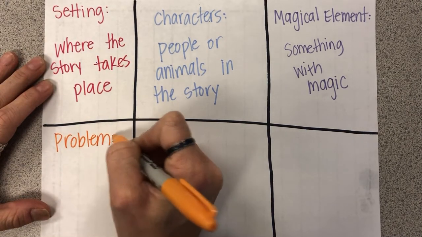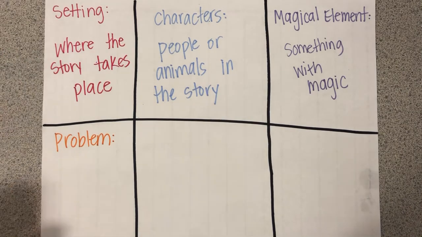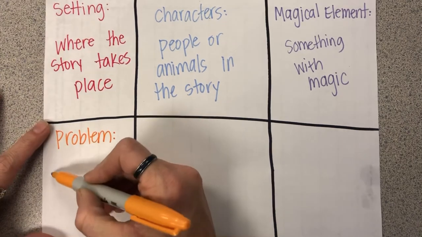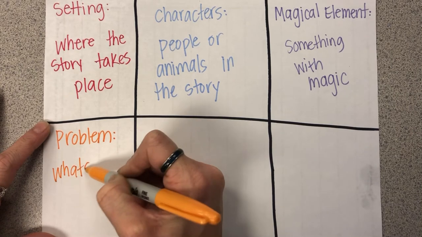So then we have the problem. So in Cinderella, the problem was that she left a glass slipper. Well, the first problem was she wanted to go to the ball and she couldn't. And the second problem was that she left the glass slipper there and the prince didn't know who it belonged to. So the problem is, what's wrong in the story?